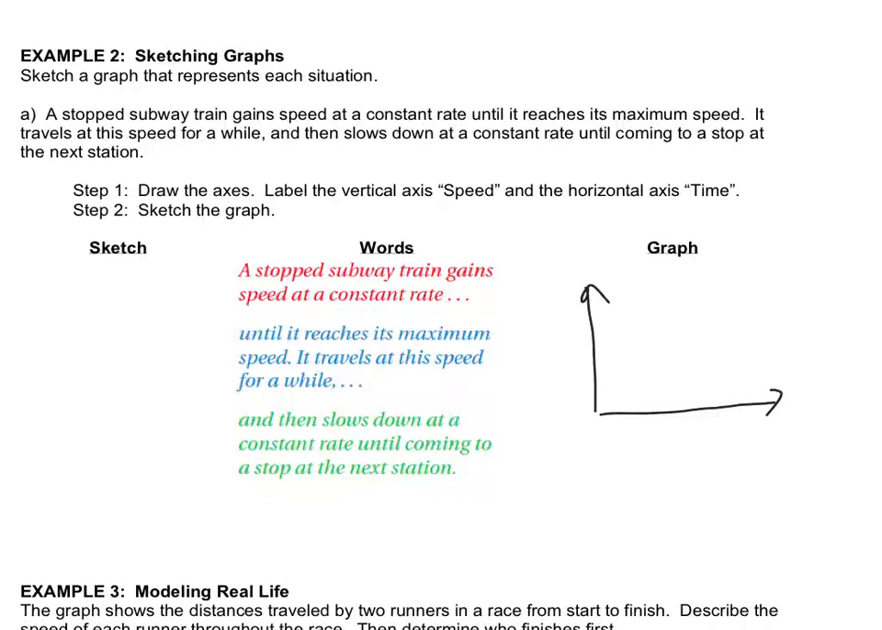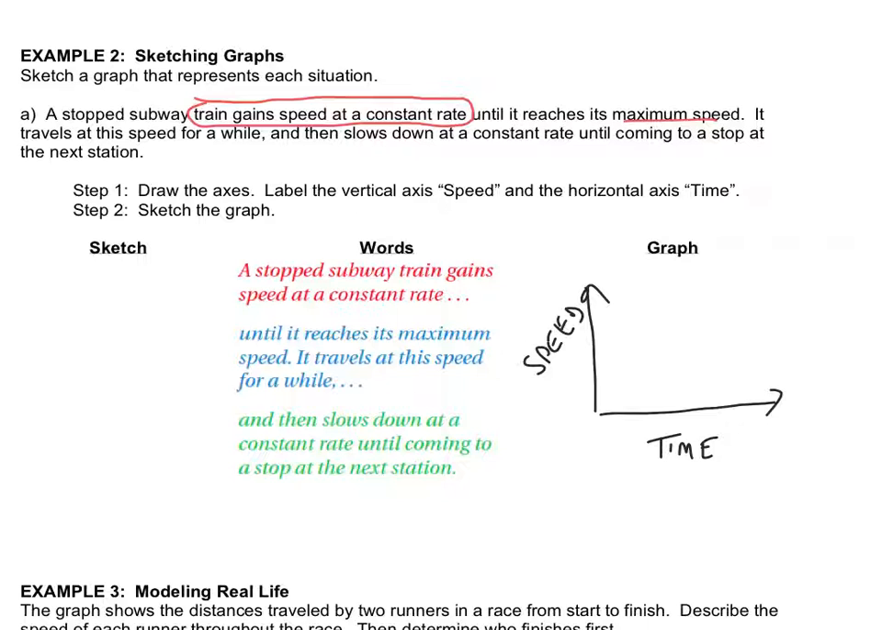Okay, so we're going to have our axes. The vertical axis is going to be speed, and the horizontal will again be time. Now again, we're not going to have any numbers on here. We're going to sketch out this graph as we see it happen. Okay, so a subway gains speed at a constant rate until it reaches maximum speed.